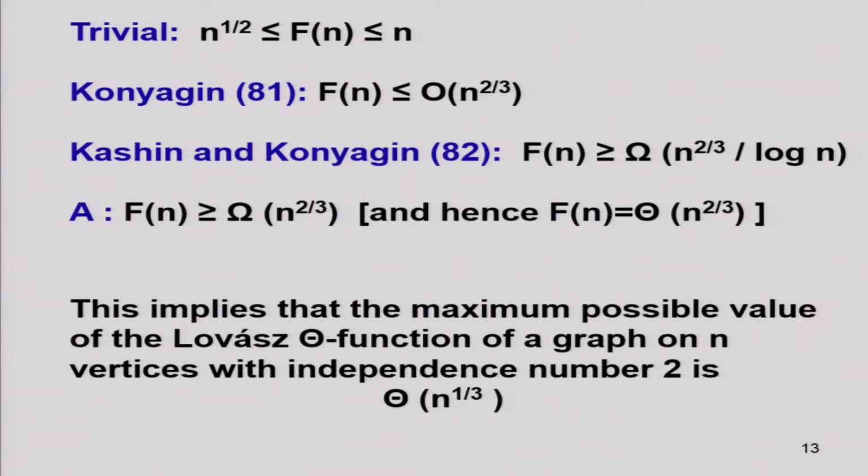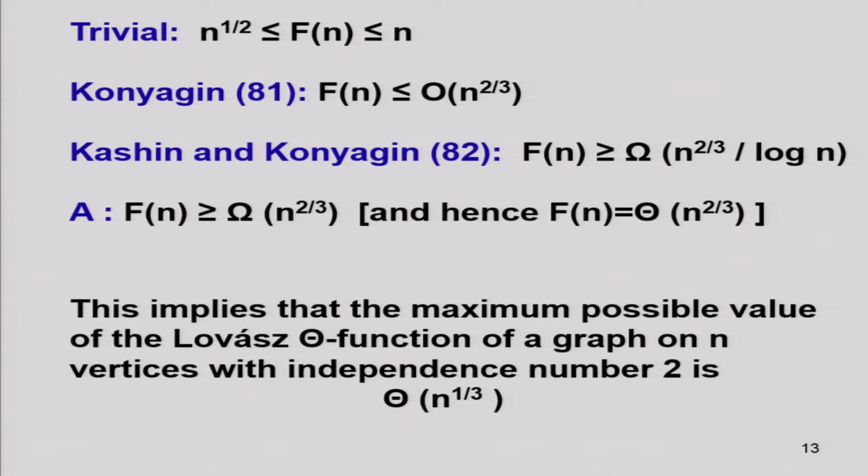On the other hand, there is a nice short proof of Konyagin. I said trivially the maximum is at most n, just by the triangle inequality. And there is a clever but short proof of Konyagin showing that the maximum cannot be more than some constant times n to the 2/3. And with Kashin, he had an example that the maximum can be almost that. So it can be n to the 2/3 over log n. And I could improve that, so I could get rid of this log n. So really, the maximum is constant times n to the 2/3. We don't know the precise constant.